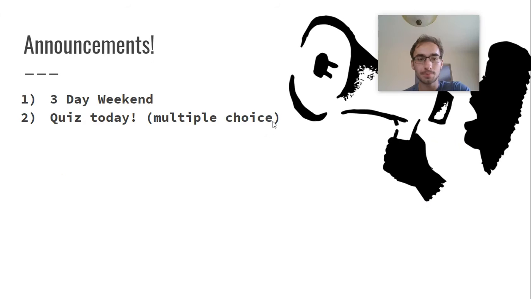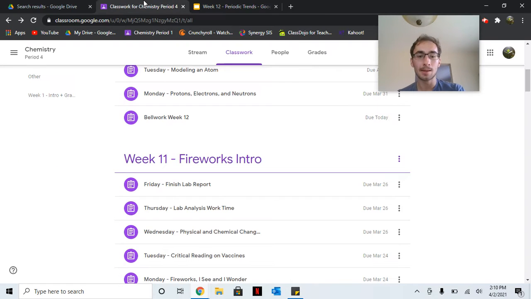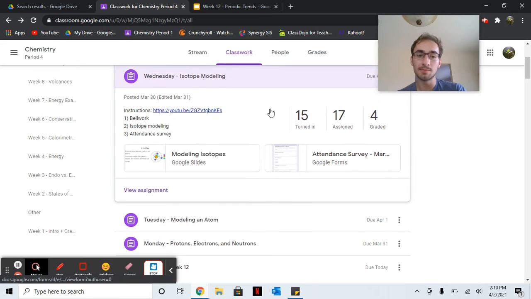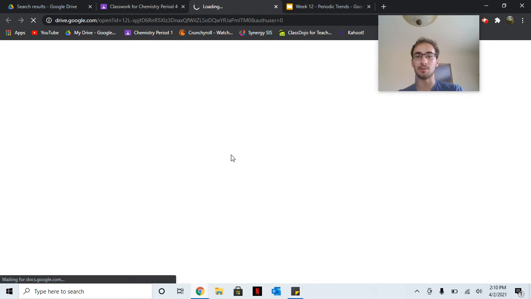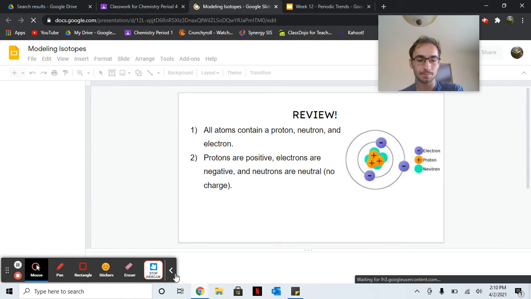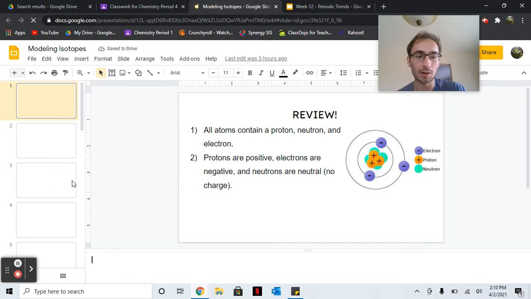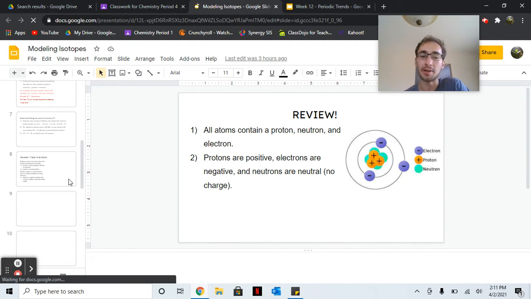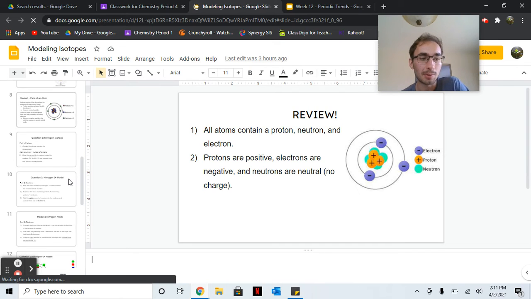Remember, it is a 3-day weekend, and we do have our quiz today. But first, I want to go over the answers for the Wednesday isotope modeling, at least the first part. You can either follow along with me or check your answers and make sure you got the model right for nitrogen 15. That's the one I'm going to start with.